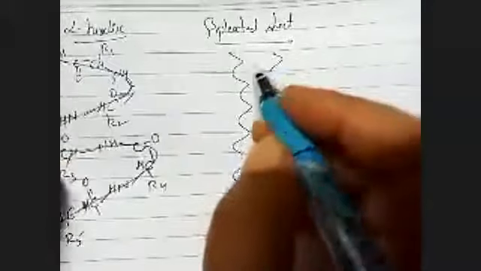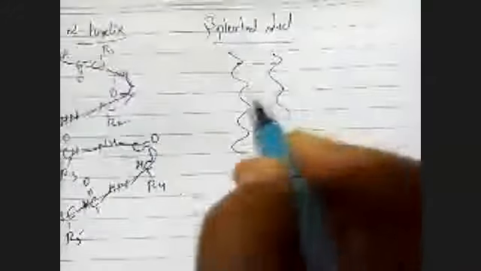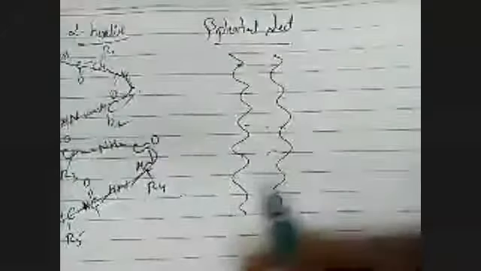Okay, this is the alpha helical structure. So next one, it's a beta pleated sheet. Okay, beta pleated sheet. It will be like this. Sheet. You have seen the sheet, right?